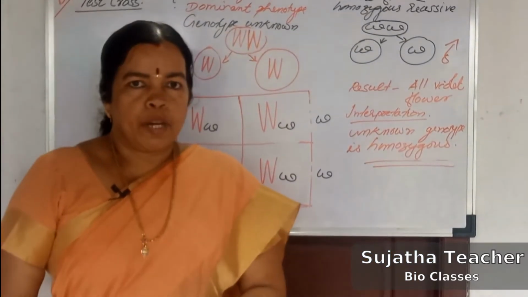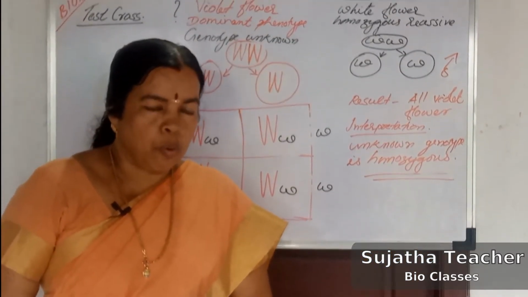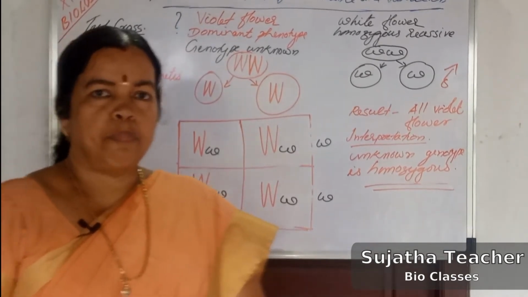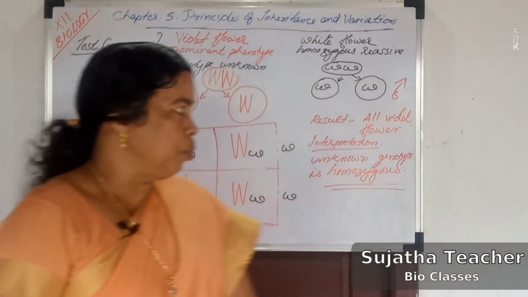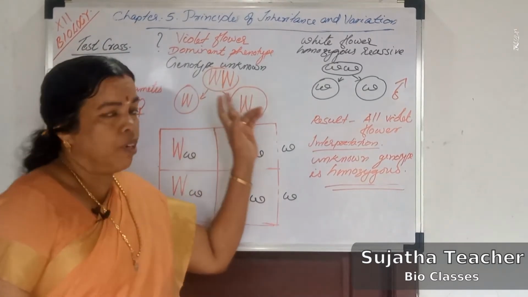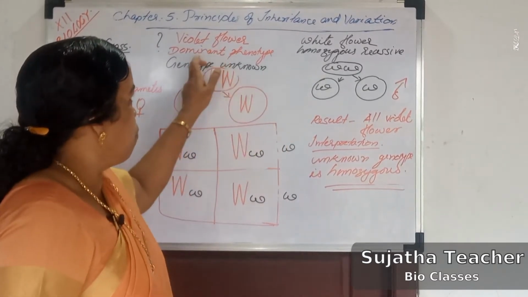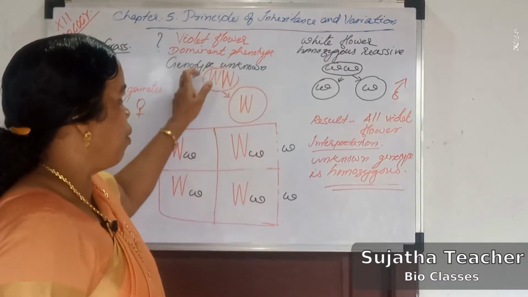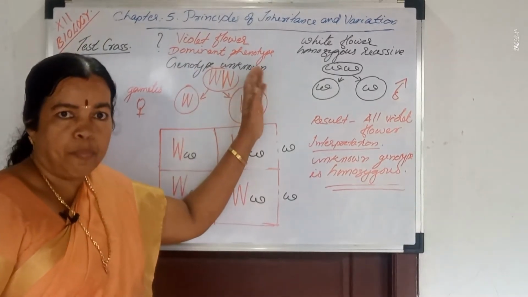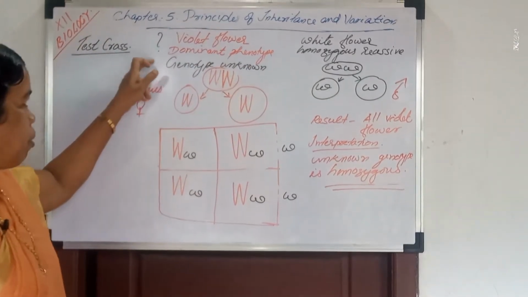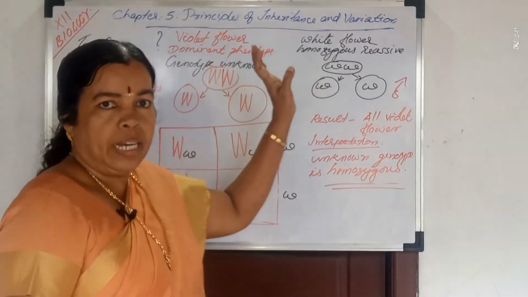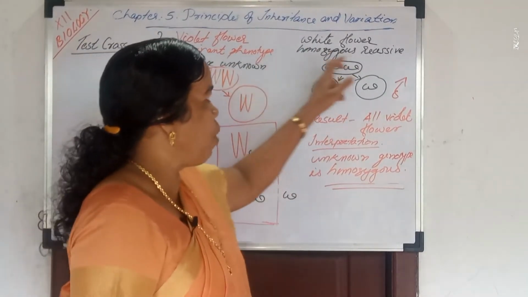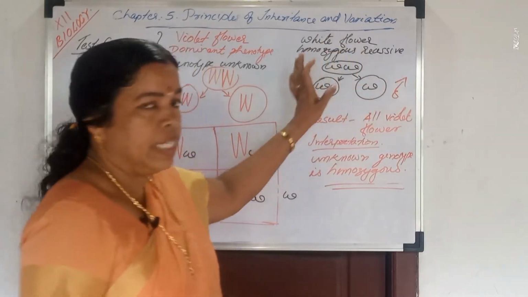In Mendel's experiment also, Mendel did a test cross to find out the genotype of a pea plant with a tall character in F1 and F2. Here also, one violet flower is given with the dominant phenotype. That is, genotype unknown here. That is why we put a question mark here. That plant, we cross it with the recessive parent, recessive white flower, homozygous recessive.